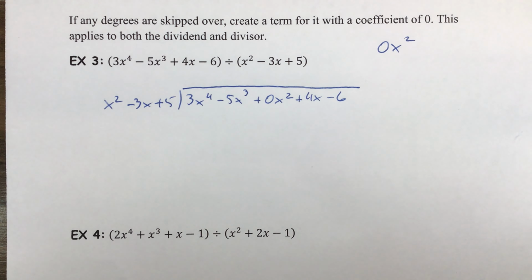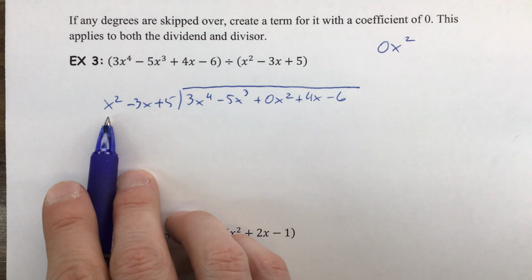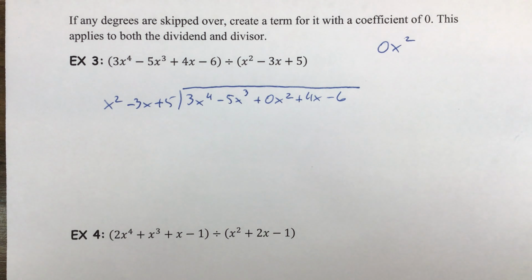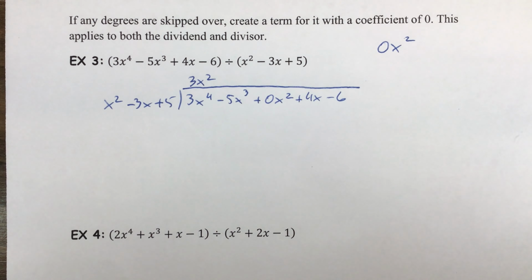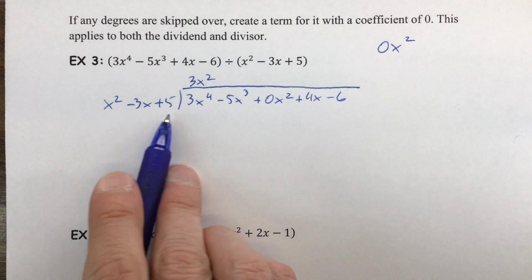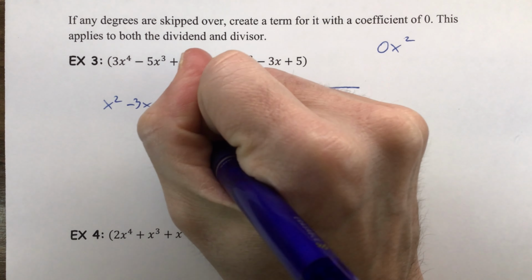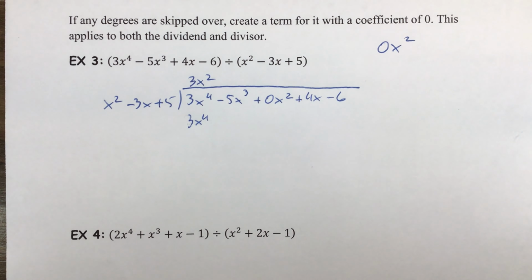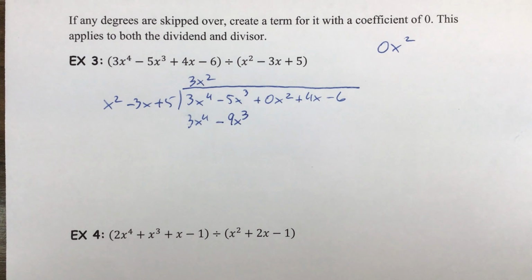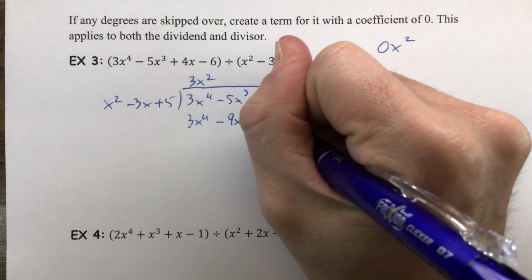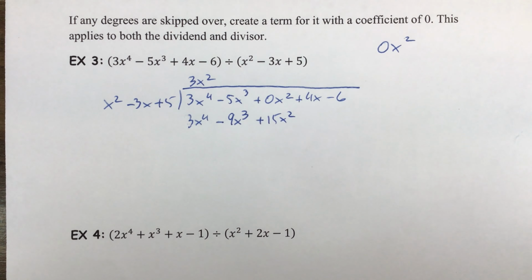Okay, the process is still the same. What do we multiply x squared by to get 3x to the 4th? And that would be 3x squared. Now we're going to multiply that to all of the terms that we have here. Your 3x to the 4th. You're also going to get a negative 9x cubed. You're also going to get a positive 15x squared.